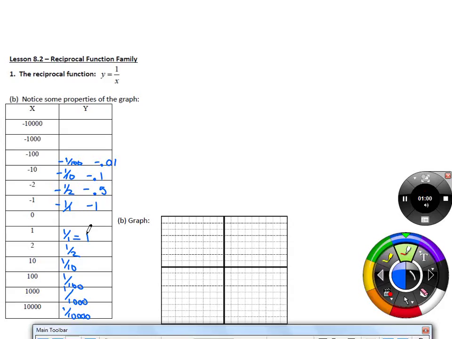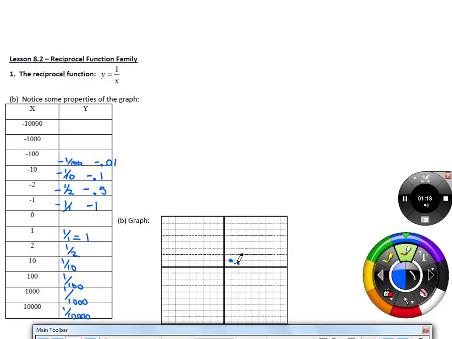I specifically haven't done 0 on purpose. Okay. I walked around, saw some of the answers. We're going to have a little discussion. All right. So when I plugged in 1, I got 1. So I have the point (1, 1) on my graph. When I plugged in 2, I got 1/2.